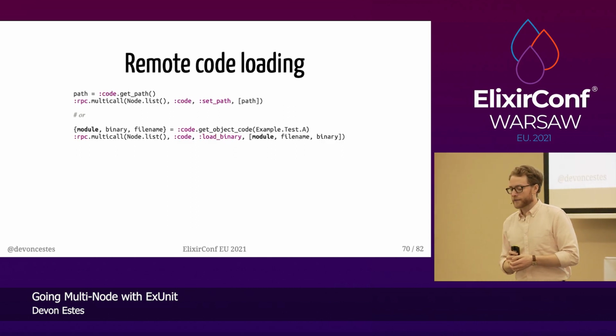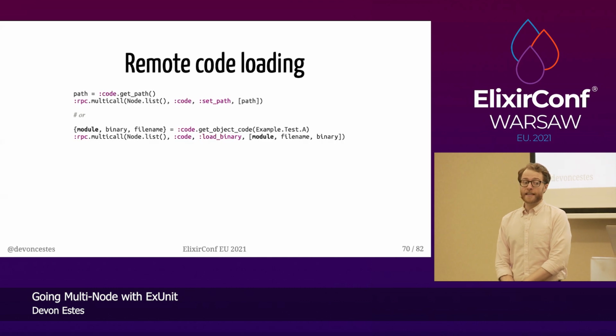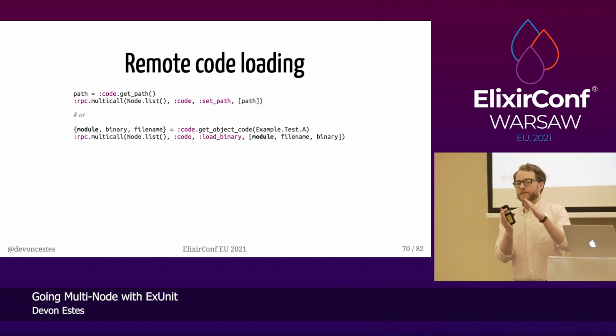But this doesn't work either, funny enough, for the same reason. That code get object code function only looks in the code path. So it only looks at Beam files. We have no Beam files. There is no way in Erlang to basically take one code server and copy it to another.